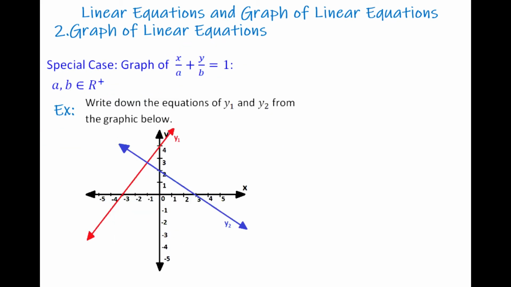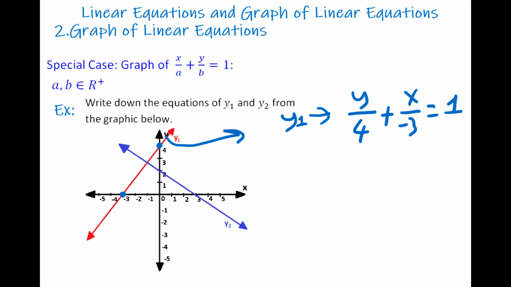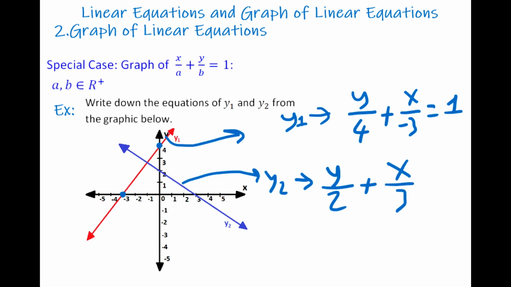Okay, we have a question related to this special case, and it says write down the equations of y1 and y2. Let's take a look at y1 first. In such questions, guys, you have to look at the points where the line intersects the x-axis and the y-axis. I'm just going to write the equation for y1: y divided by 4 plus x divided by negative 3 is equal to 1, guys. For the second one, y2, how can we write the equation? y divided by 2 plus, what is the x-intercept? 3. So x divided by 3, and that is 1, guys.